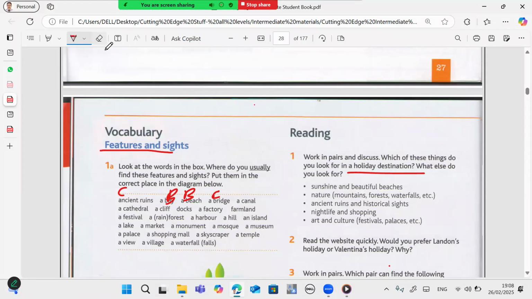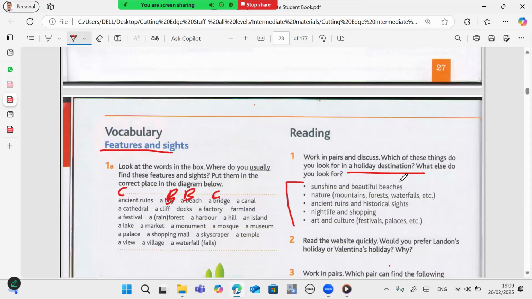Imagine you are on holiday and you are planning your holiday program. What do you need to focus on, what do you need to look for? Sunshine and the beautiful beaches, or nature, including mountains, forests, waterfalls, ancient ruins and historical sites, or nightlife and shopping, or art, culture, festivals, and palaces.